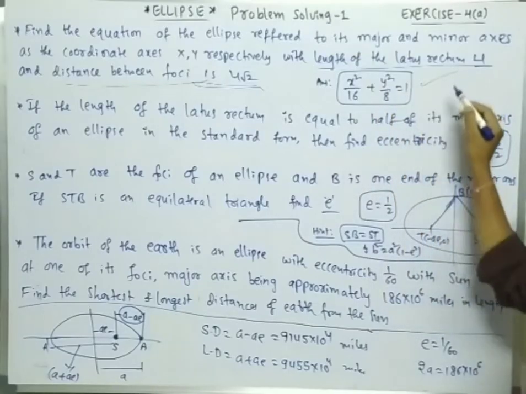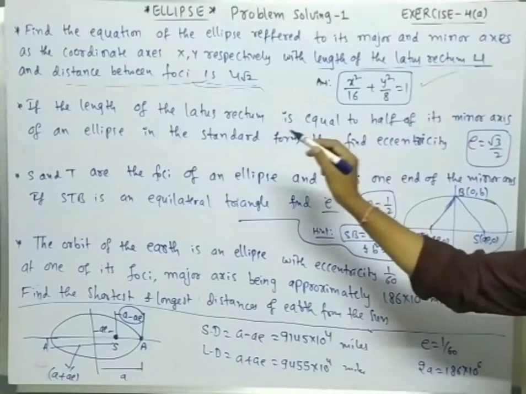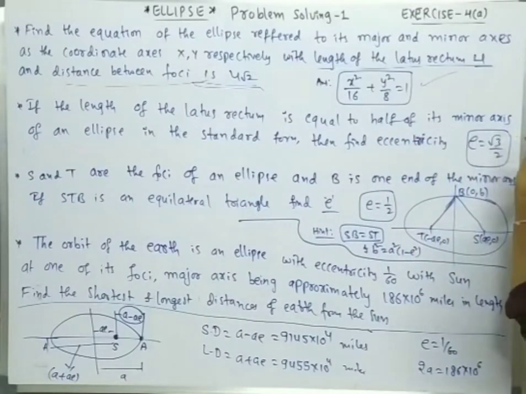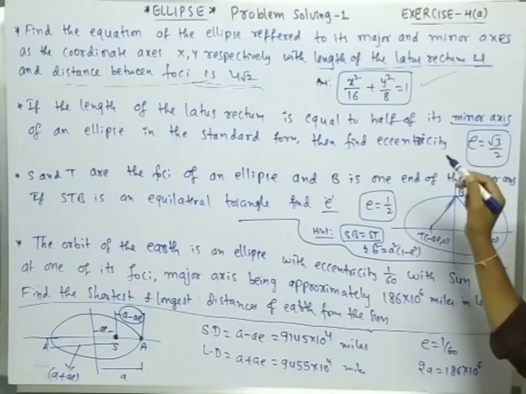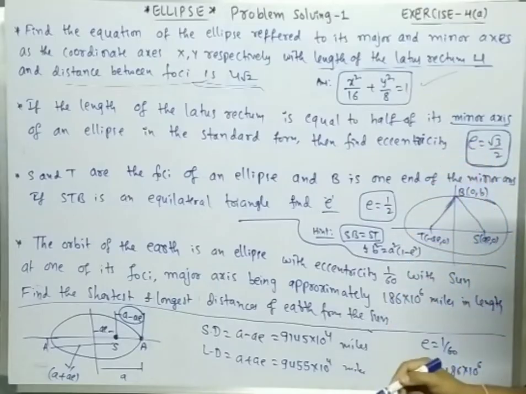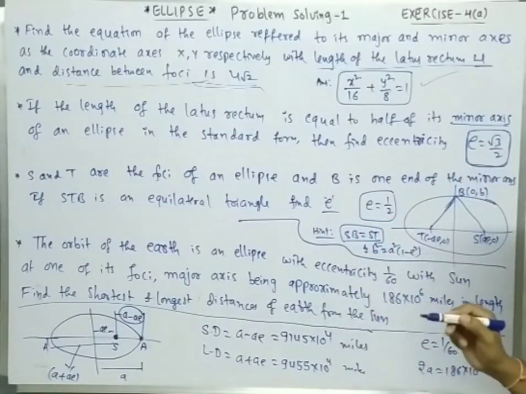You will get this equation. This is the answer. Next, the length of the latus rectum is equal to half of the length of the major axis. In the problem, I said here it is given the minor axis. In a similar way you solve that problem, and you will get eccentricity is root 3 by 2. So these two are interesting problems.